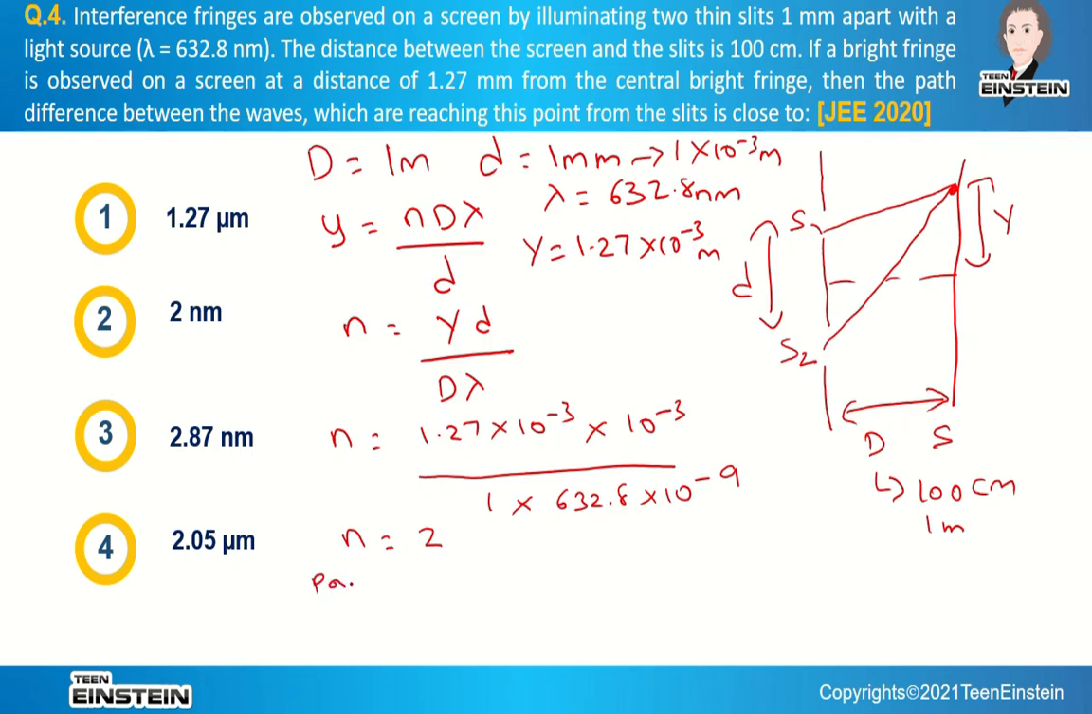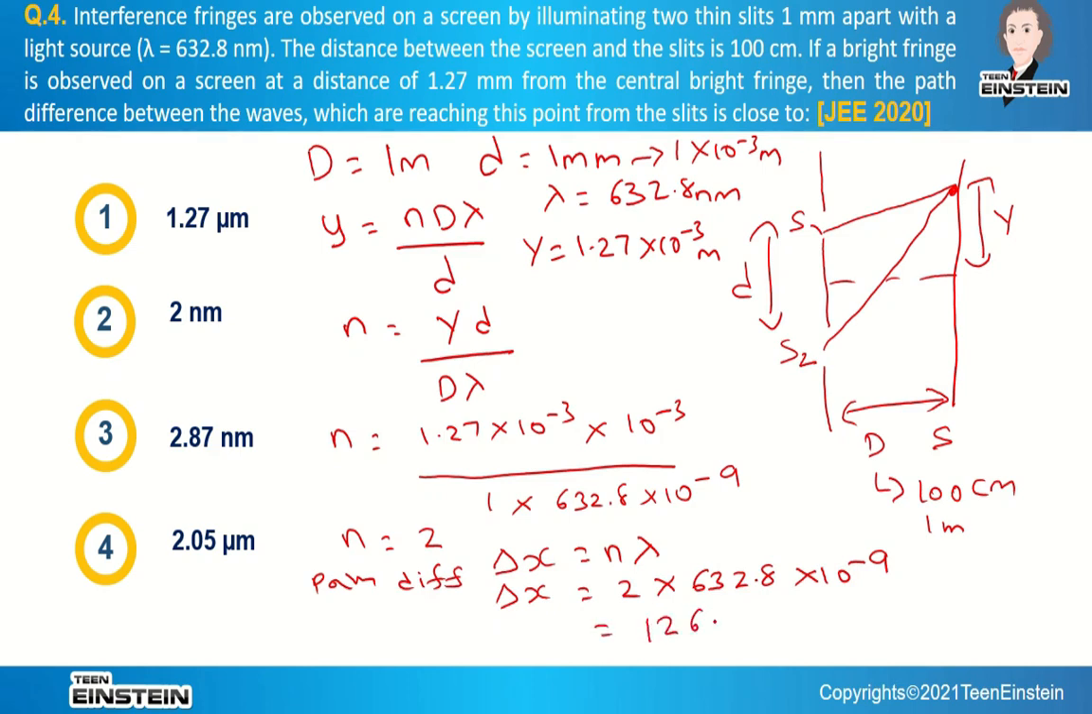Now the path difference you have to find out. The path difference del x equal to n lambda. So del x will become 2 into 632.8 into 10 power minus 9. So this will become 1265.6 nanometers, or you can say it is around 1.27 micrometers. Okay, so the correct answer is option 1, 1.27 micrometers.